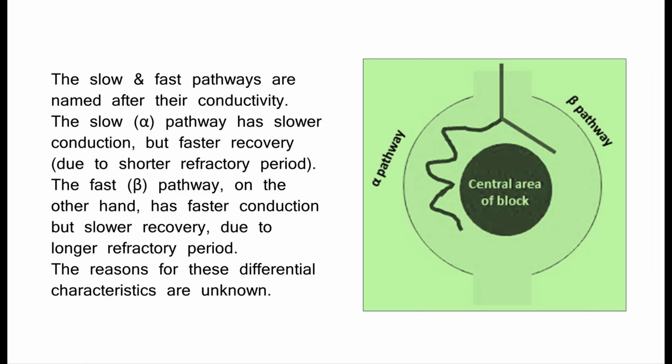The slow and fast pathways are named after their conductivity. The slow, alpha, pathway has slower conduction, but faster recovery, due to a shorter refractory period. The fast, beta, pathway, on the other hand, has faster conduction but slower recovery, due to a longer refractory period. The reasons for these differential characteristics are unknown.